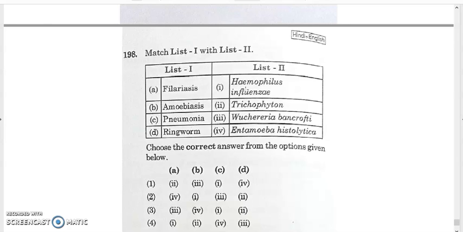Filariasis, Wuchereria bancrofti. Amoebiasis, Entamoeba histolytica, so B amoebiasis, A3. That is amoebiasis A3, Entamoeba histolytica; A3, B4, C1, that is pneumonia caused by Haemophilus influenzae, and ringworm caused by Trichophyton. So the answer will be option 3, 198, 3.